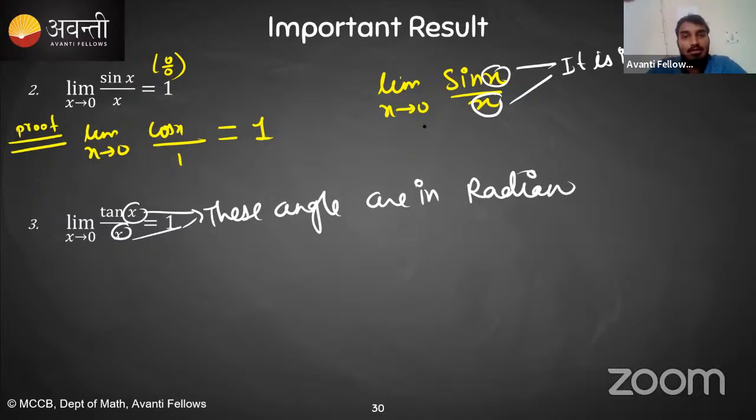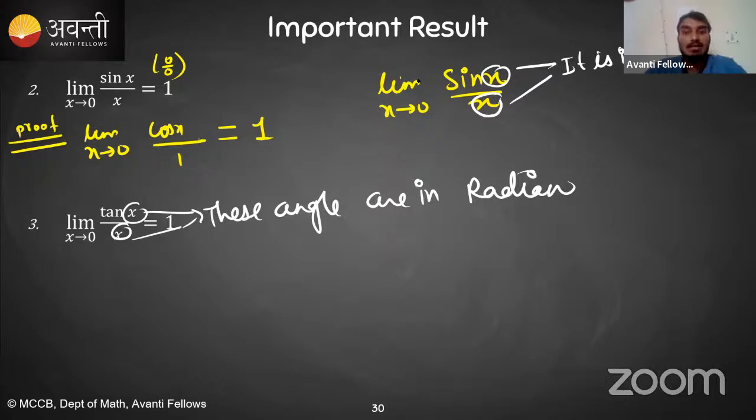This is a very important result, okay? Because most of the students forget. Sometimes in the question they give you the angle in degrees. So first you have to convert that degree to radian, and then proceed with the question. Clear? Is this clear or not? Okay. If it is clear, then let's proceed further.